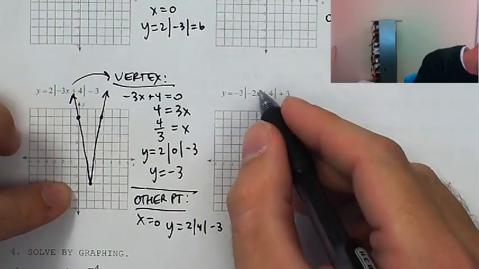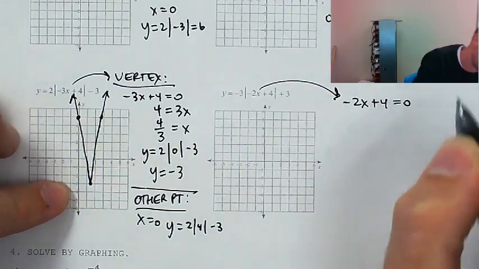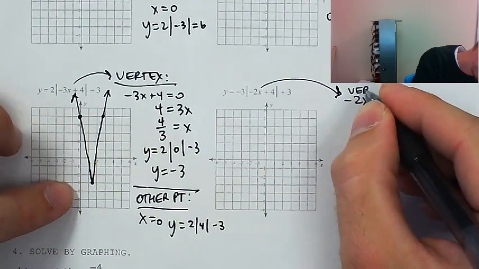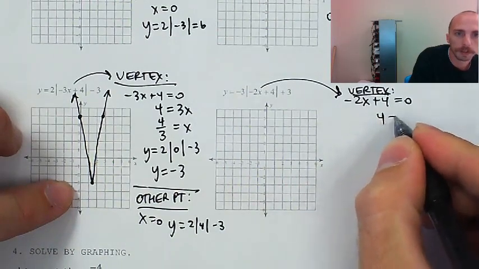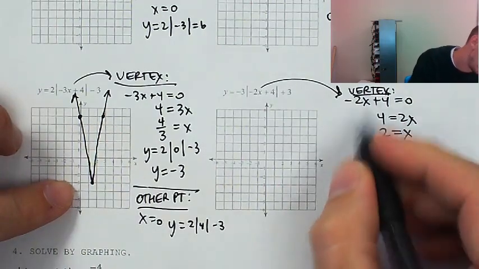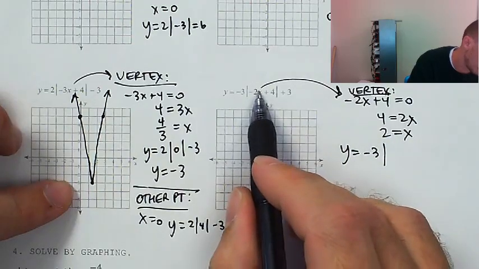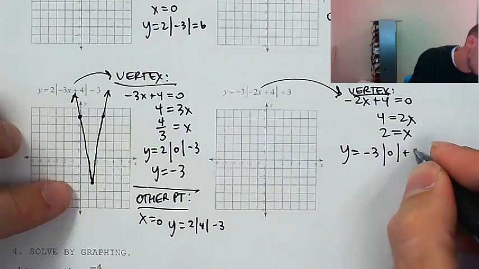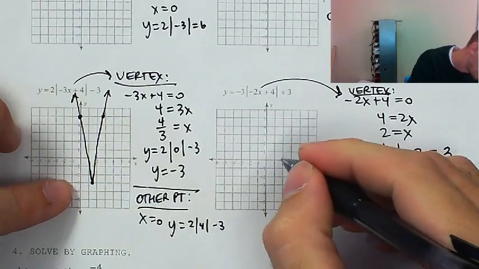All right, this is just more of the same. Take the inside and say negative 2x plus 4 equals 0, to get my vertex. I usually write that out. Finding the vertex there, that's going to be 4 equaling 2x, and then 4 divided by 2 is 2 equals x. Okay, I can find the y coordinate by saying that's negative 3 times the absolute value of when x is 2. I've got negative 4 plus 4 is 0. Okay, that's good. That's what causes a vertex. Good confirmation. Plus 3 is equal to 3. Okay, so x is 2, y is 3.